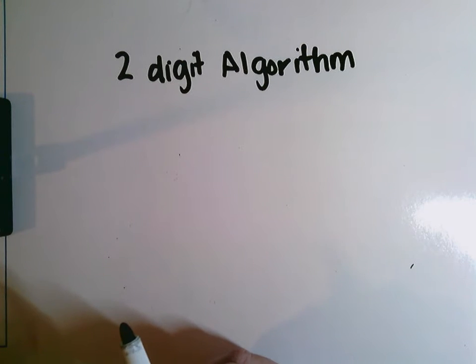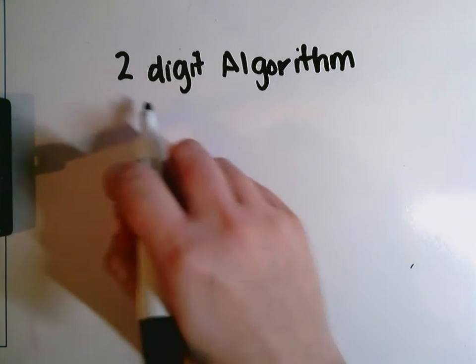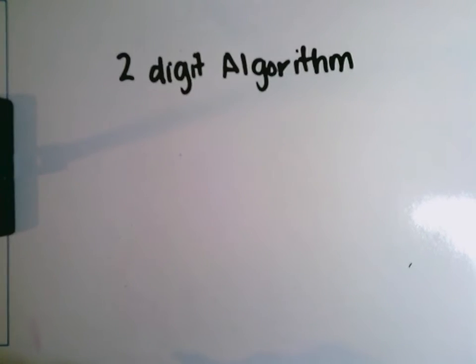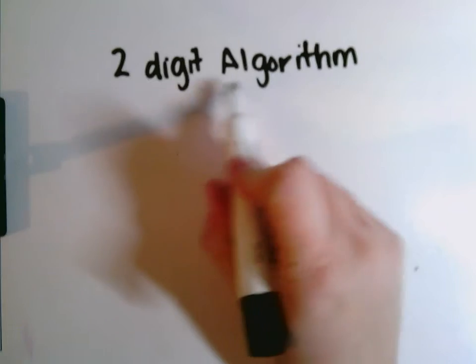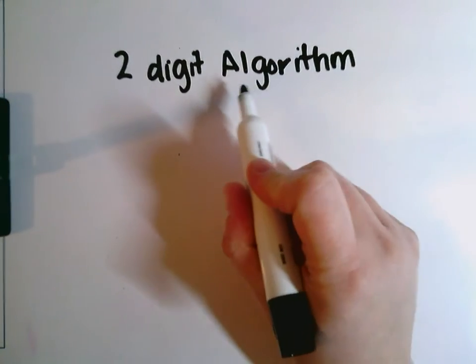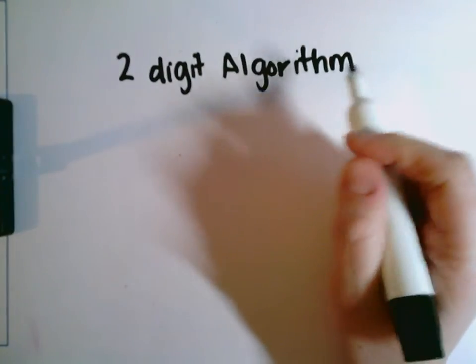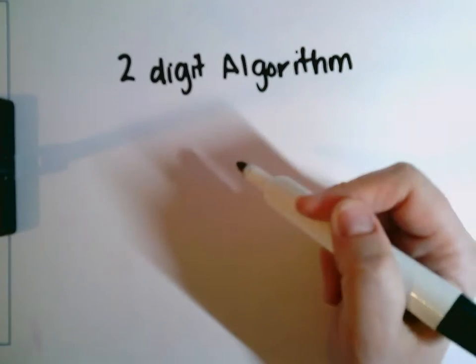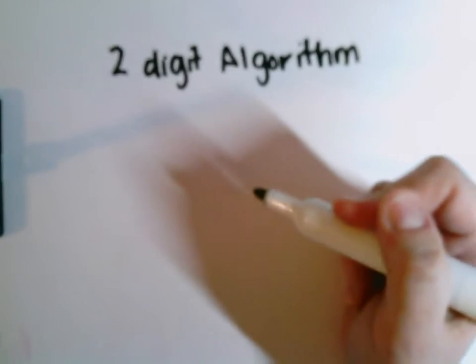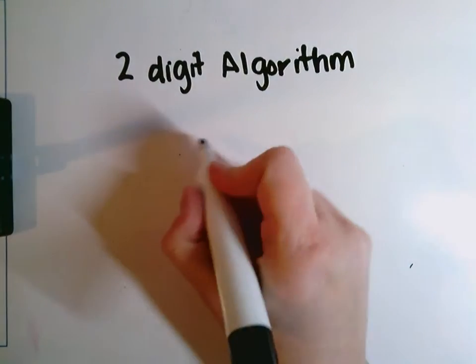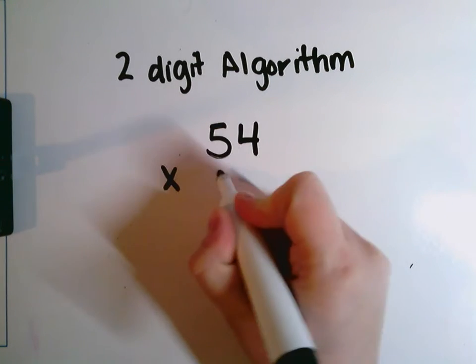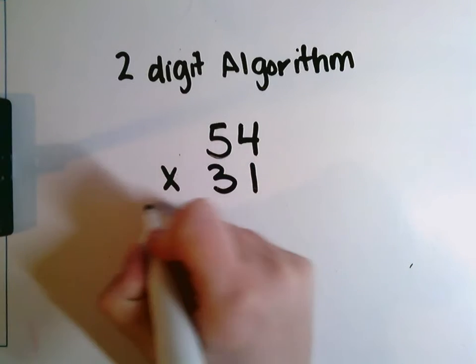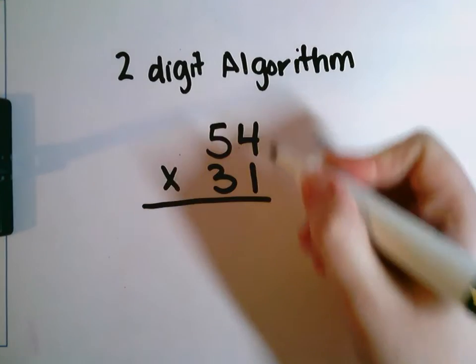Practice partial products when we've been multiplying by two-digit numbers. Today, we're going to just learn how to do the good old-fashioned two-digit algorithm for math. Again, algorithm is just a fancy word for using arithmetic, using math, just using numbers to solve the problem. So here we go. We're going to try the problem 54 times 31. We're going to write it out like this, 54 times 31.